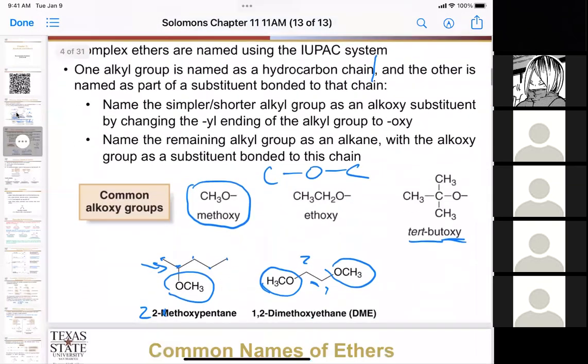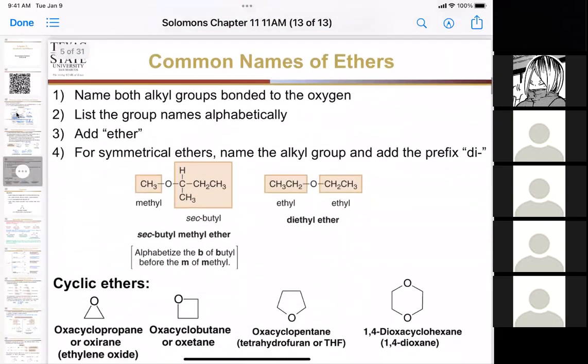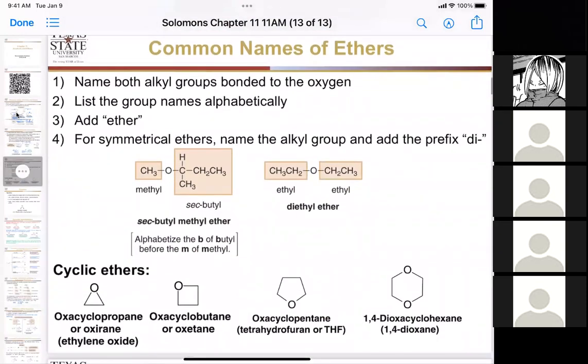Okay. So ethers are pretty easy to remember, but there are some common names that we need to worry about. They are so ubiquitous in industry and stuff that people have to look at it. So when they're both the same and they're bonded to the oxygen, you can just say di-something ether. Okay. If they're not, you list them alphabetically and add the word ether. But notice when we use common names, it's just the alkyl group. The word ether takes the place of that oxy.